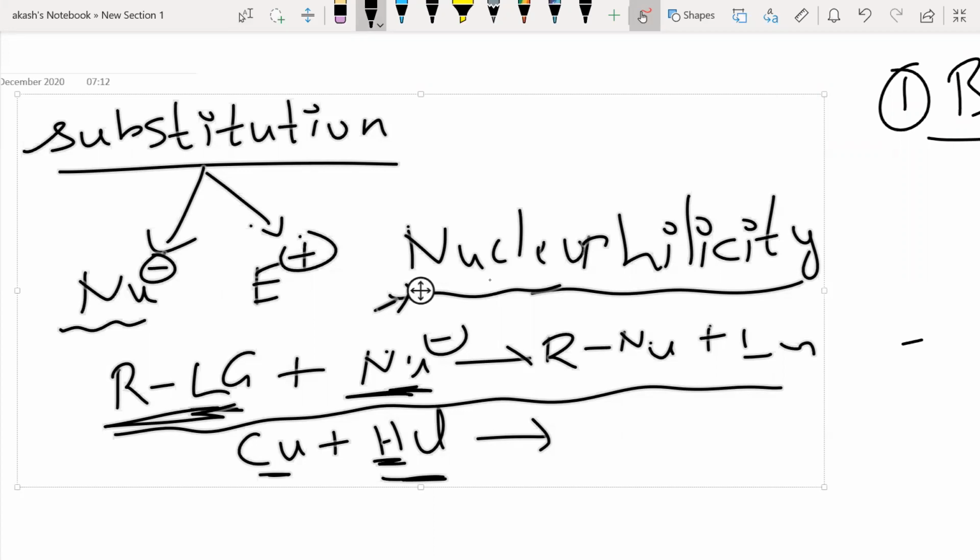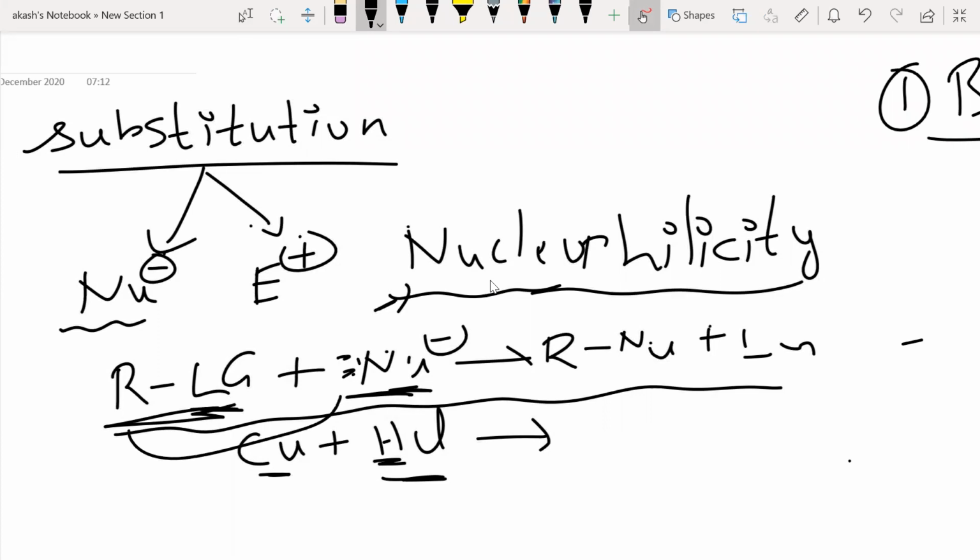Okay. Anyways, you're actually seeing that this nucleophile is acting as a base, is it not? Obviously, there will be lone pairs present on this nucleophile, and that is what is going to attack the substrate. You can see it's not actually the negative charge, it's the lone pair of electrons which is going to attack the substrate.